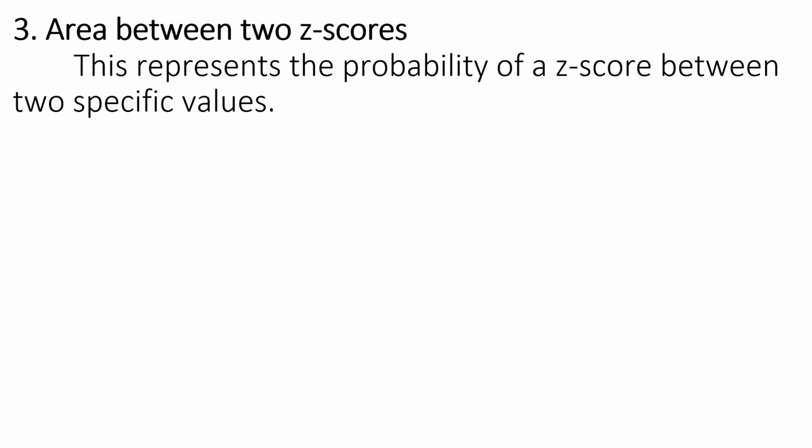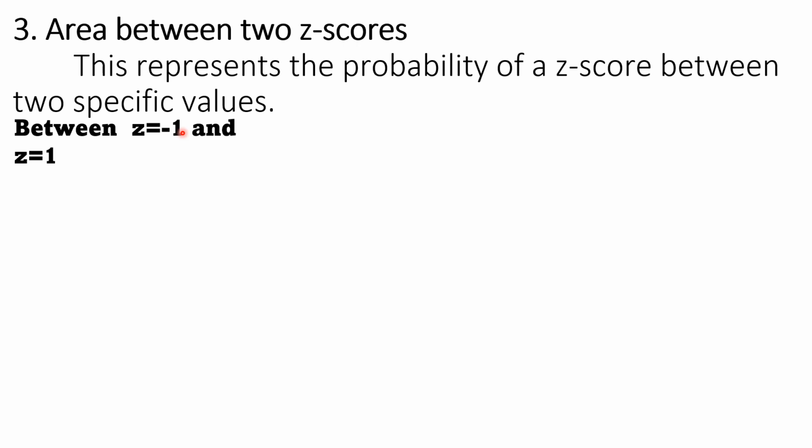So, next. Adding and subtracting 0.5 to a specific area of the z-score is only applicable in case 1 and case 2. But what if we have a given wherein the area is between two z-scores? So, area between two z-scores represents the probability of a z-score between two specific values. So, let's have an example. And also, before I forget, when you see the keyword between or middle, therefore, that is under case 3, which is this one.